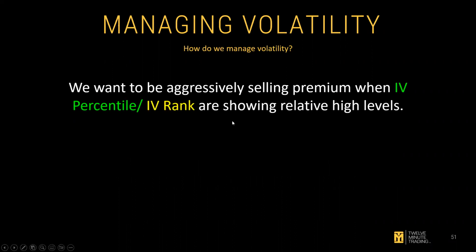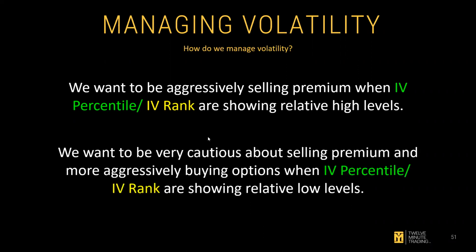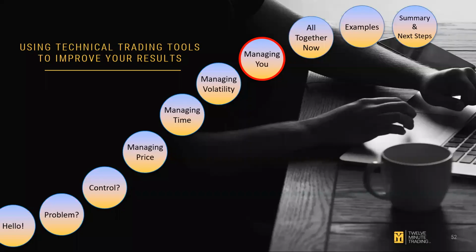We want to be aggressively selling premium when IV percentile or IV rank are showing relatively high levels. This could be above 50%, for example. And we want to be very cautious about selling premium, and more aggressively buying options, when IV percentile or IV rank are showing relatively low levels, kind of like right now where we've got very, very low levels. Okay, so that's managing volatility.